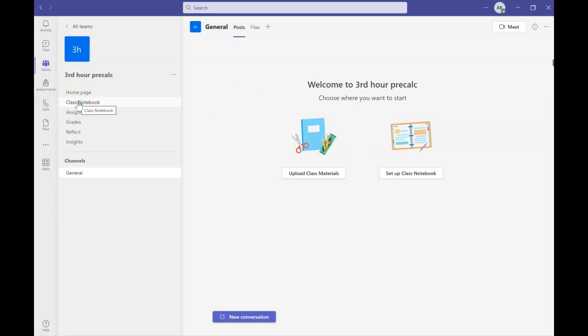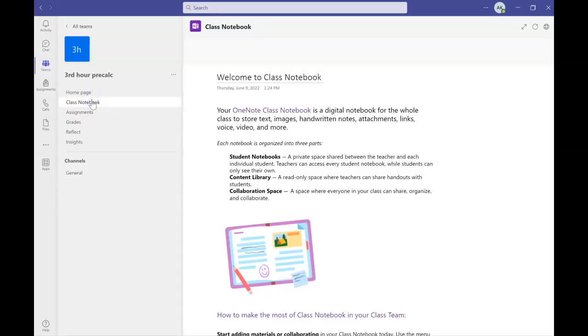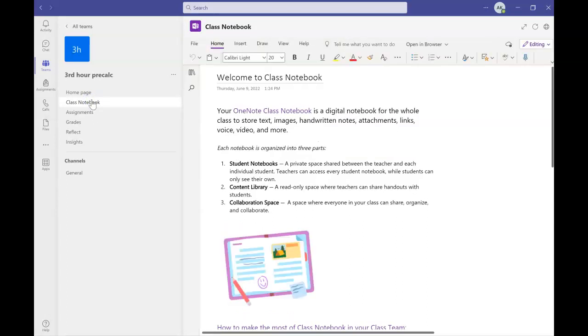Once you've clicked on the third hour tile, in the navigation pane on the left, you'll want to pick Class Notebook. So click on that. You should see on the right a OneNote window pop in there. This may take a minute if I just had to add you today. My apologies. Sometimes, depending on how much activity is going on, this can take quite a bit of time to load in. Hopefully it's not too bad today.